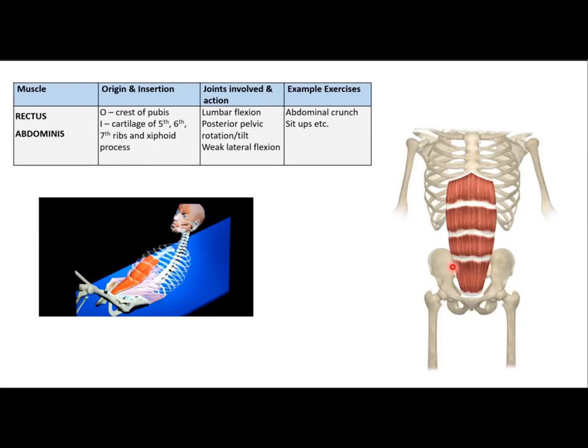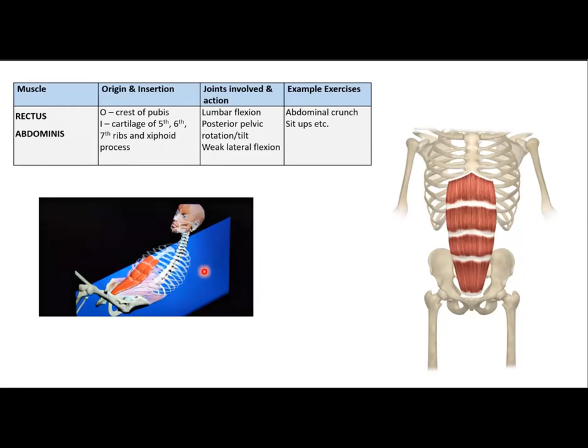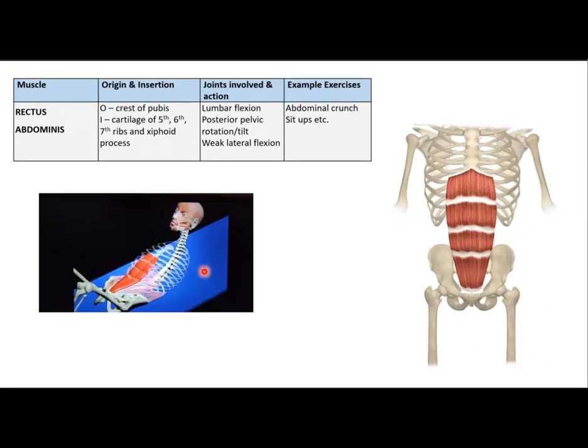And as you can see, we are not going into details because you do not need to know all the origin and the insertion and where exactly it is connected, or your seventh rib and your xiphoid process and stuff like that. You don't need to know that, okay? But what you need to know is what it does. It does a lumbar flexion, which is when you're doing a crunch, okay? So this is basically your superficial abdominal muscle.